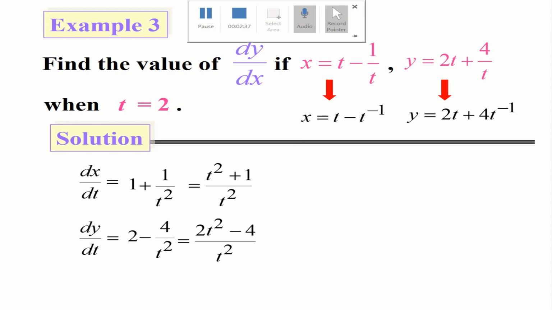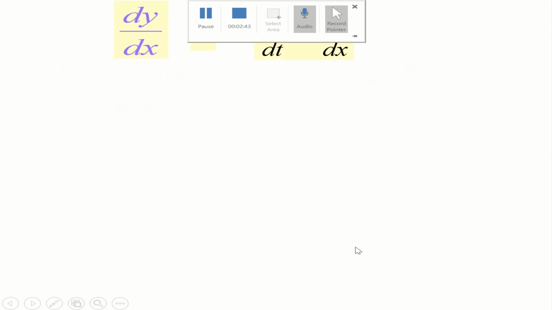Now we have dx/dt and dy/dt. To get dy/dx, we use the chain rule: dy/dt multiplied by dt/dx. So we substitute 2t² minus 4 over t². This is dy/dt multiplied by dt/dx. We switch, so then multiply t² over t² plus 1.